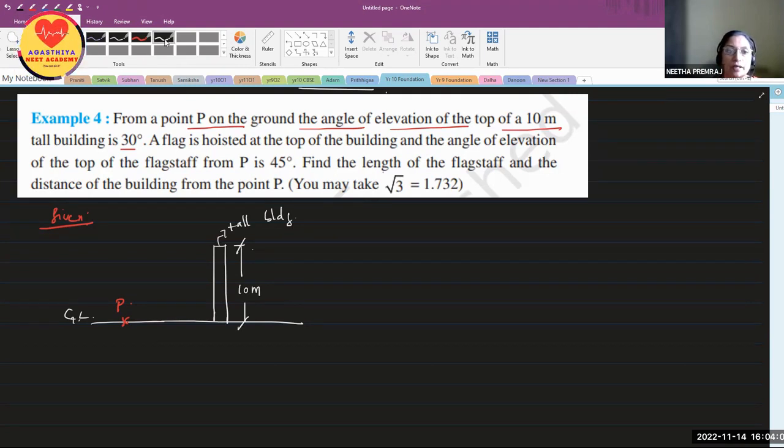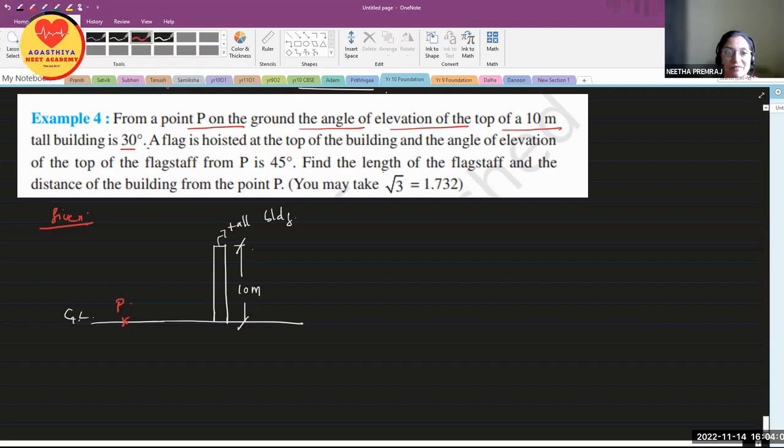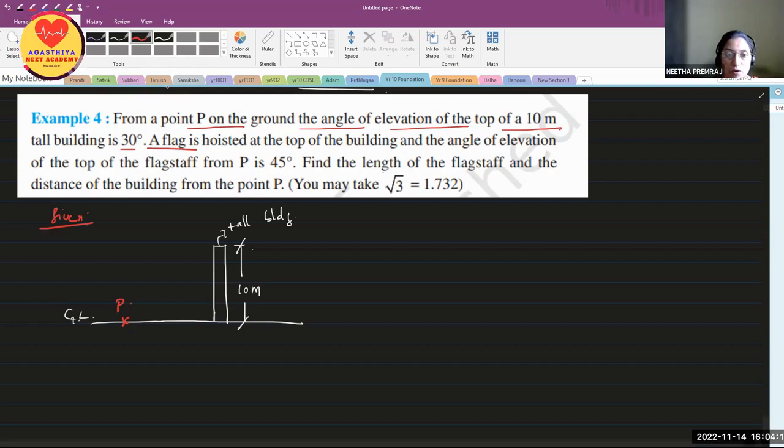And a flag is hoisted at the top of the building. So there is a flag here, at the top of the building. You have to find the length of the flagstaff and the distance of the building from the point. The angle of elevation to the top of the flag we haven't marked yet.